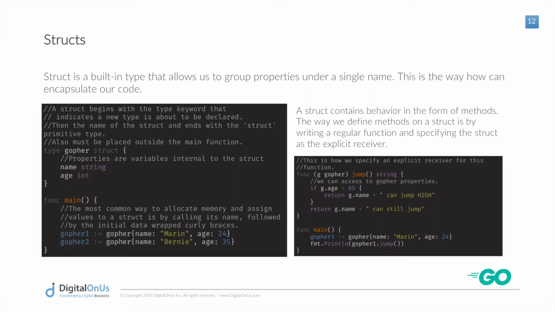We will need a collection of fields to give our programs more structure. Go provides us a struct type. A struct is a built-in type that allows us to group properties or fields under a single name.